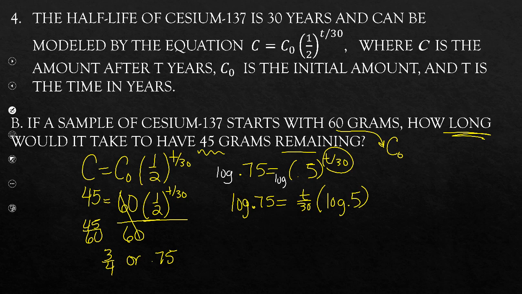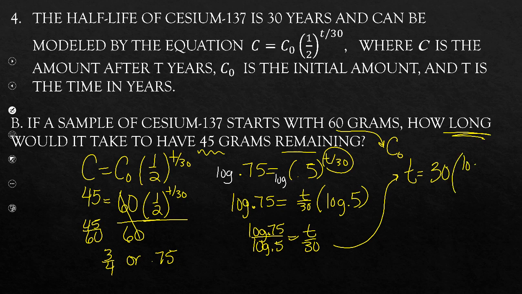Now we can divide both sides of the equation by log of 0.5. So log of 0.75 divided by log of 0.5 equals t, our time divided by 30. And then to isolate our time all by itself, we would multiply both sides of the equation by 30. So we're going to have 30 multiplied by log of 0.75 divided by log of 0.5.